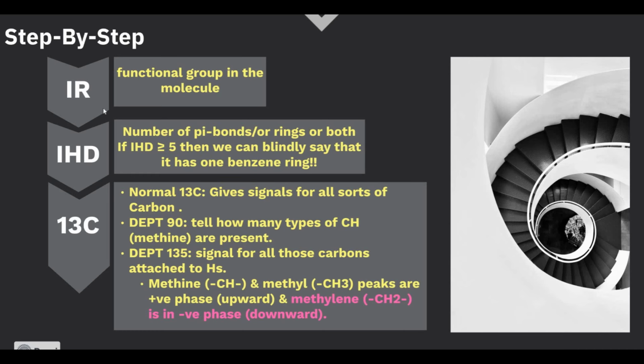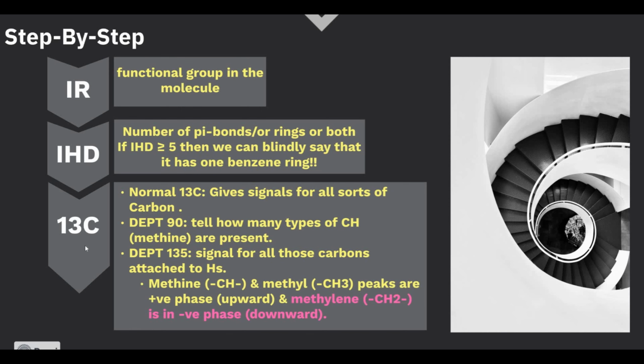First, look at the IR values or IR spectra to determine the functional group present in the molecule. Then calculate the index of hydrogen deficiency, which gives you information about the number of pi bonds or rings, or it could be both, present in the molecule. According to my experience, if the index of hydrogen deficiency is equal to 5 or more than 5, then we can say that this compound contains one benzene ring.